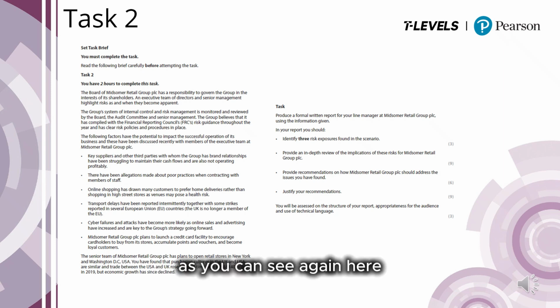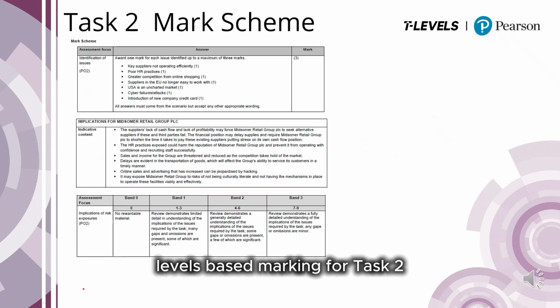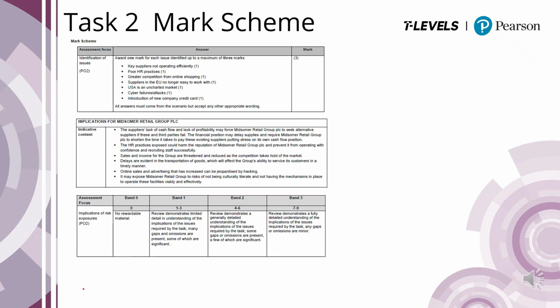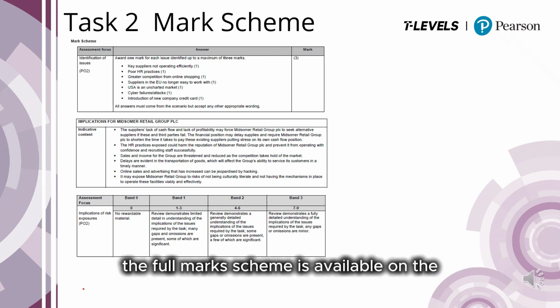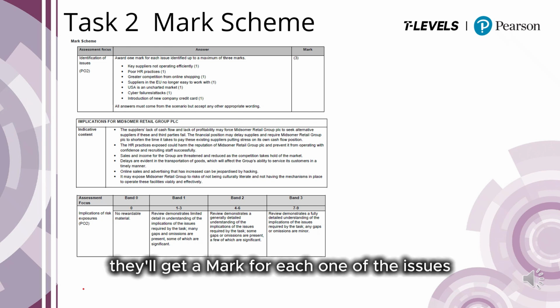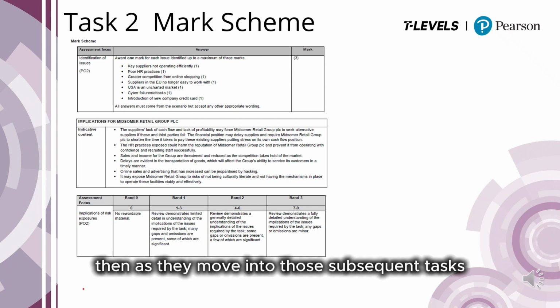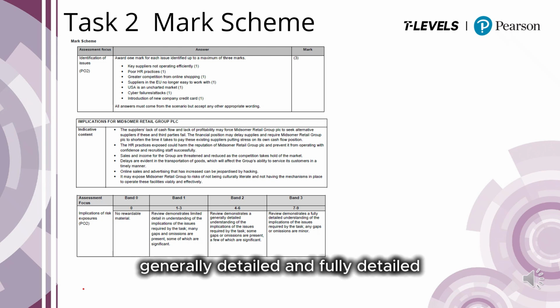As you can see again here, we've got a mix of the points-based marking and the levels-based marking for task 2. Again, this is a snippet of the full mark scheme. The full mark scheme is available on the website for you to have a look at. It was just to show you that there will be this combination of, again, identification. They'll get a mark for each one of the issues they've identified. And then as they move into those subsequent tasks, it'll be back to those bands again of limited detail, generally detailed, and fully detailed.